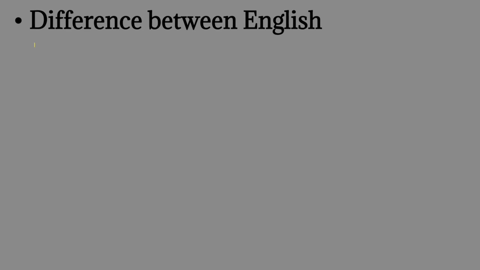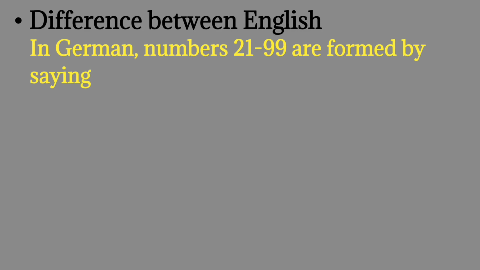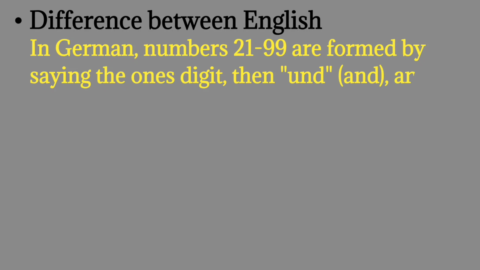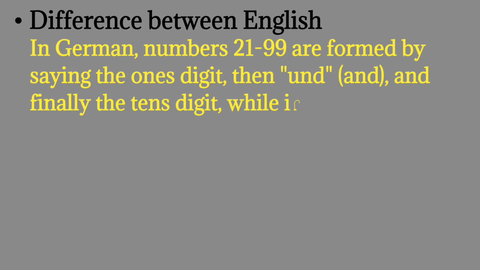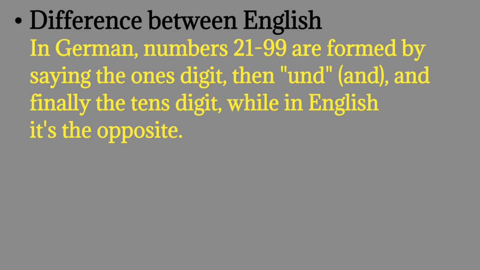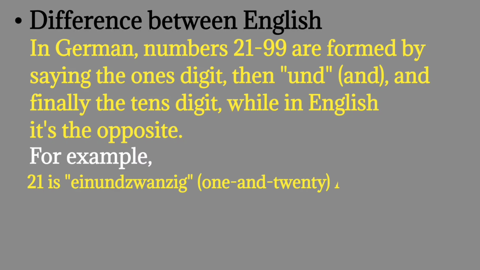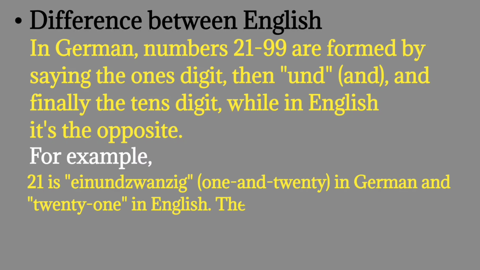Difference between English and German. In German, numbers 21 to 99 are formed by saying the ones digit, then und, and finally the tens digit, while in English it's the opposite. For example, 21 in German and 21 in English.